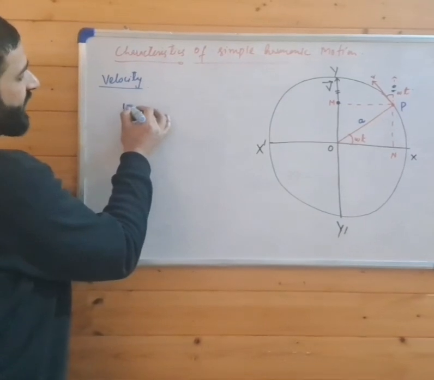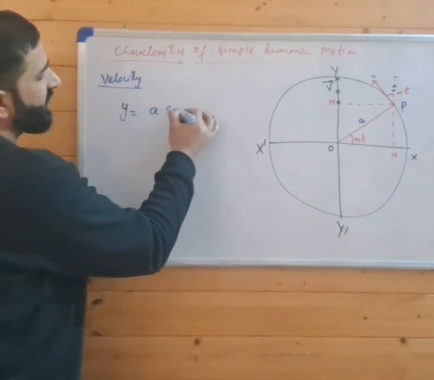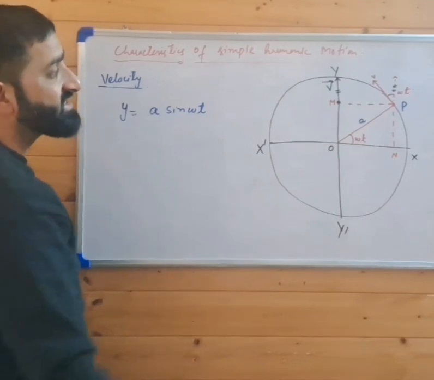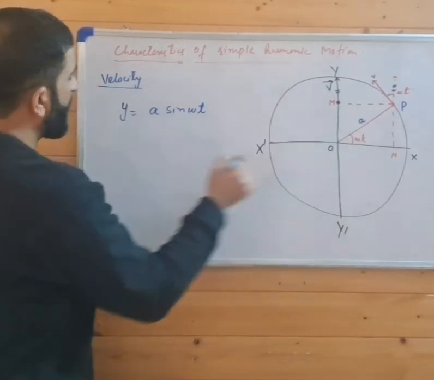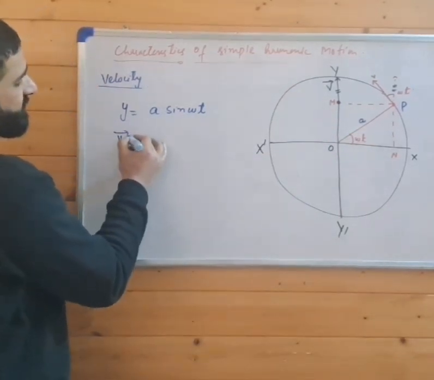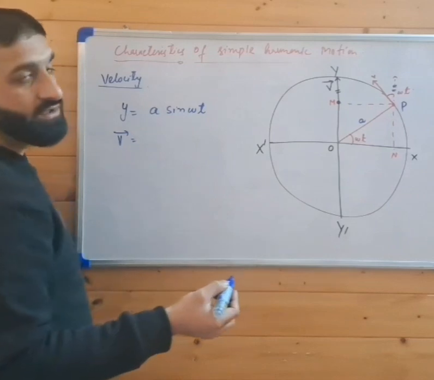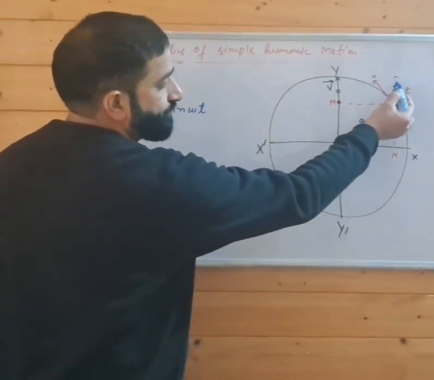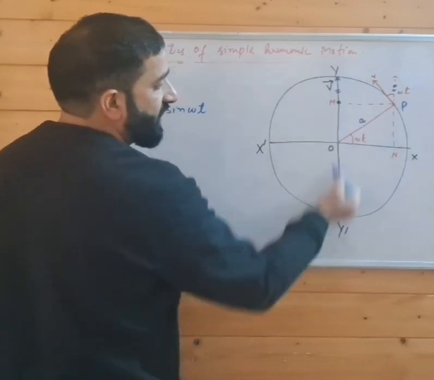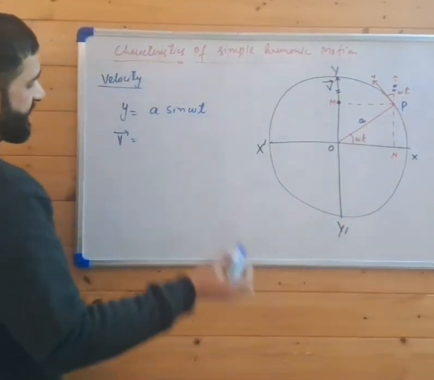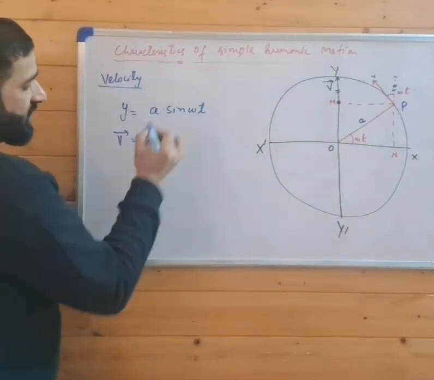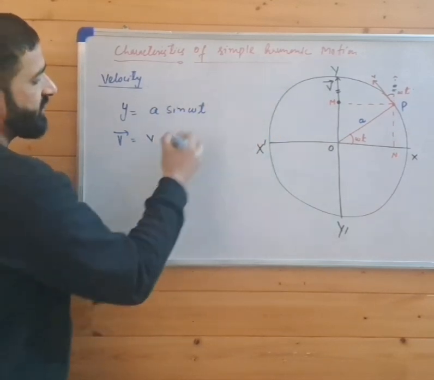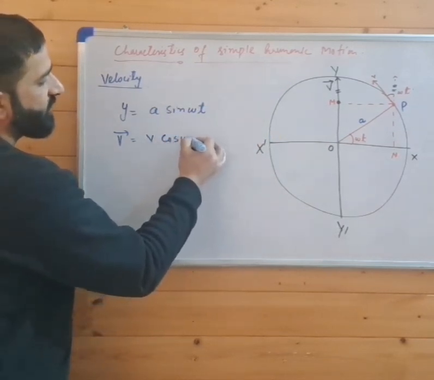Now we know that y is equal to a sine of omega t. If initial phase is taken as 0, then the velocity vector is given by the component of this velocity vector along this direction or along y direction. The velocity v component is v cos of omega t.